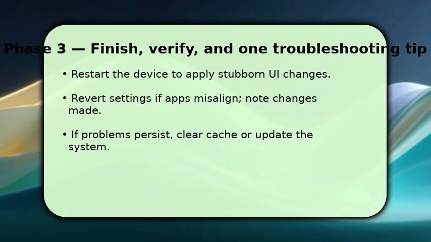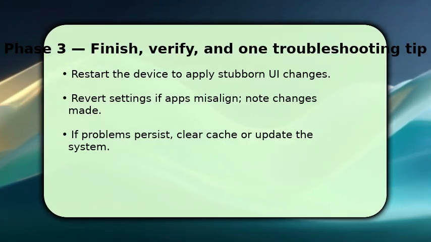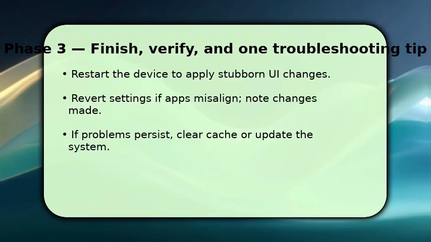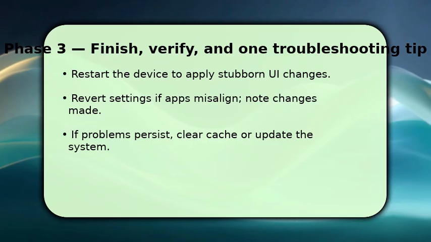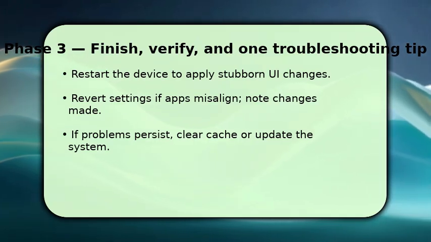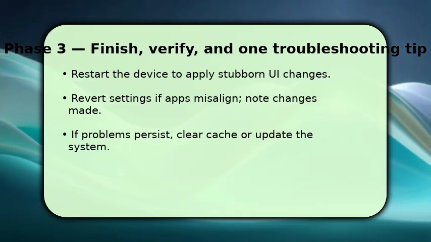You finish by confirming changes across common apps and then restart the device. This resolves many stubborn layout glitches. If some apps look misaligned, revert the last change or restore display to default and test again, because some apps don't honor custom DPI. Make sure to record which settings you changed so you can backtrack.